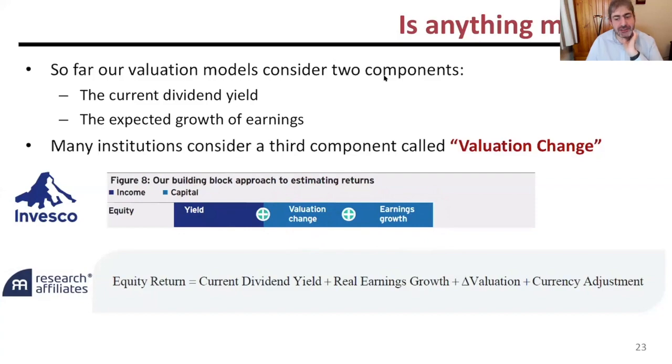And Research Affiliates does the same thing. Says our return is the dividend yield plus earnings growth, so that's where we are so far, plus delta valuation, that means valuation change. Let's forget about the currency adjustment because that happens when you use other countries, okay? But basically, both of them add a third component. So far, we have seen yield plus growth, yield plus growth. But what they do is add a third component that is called valuation change.